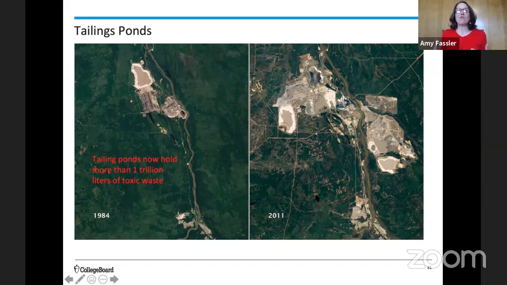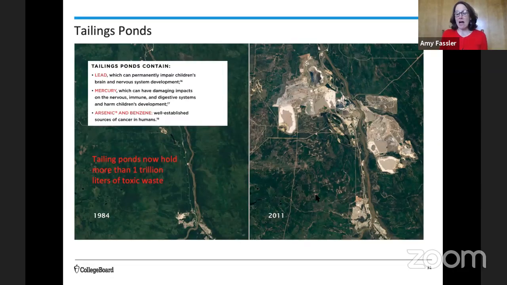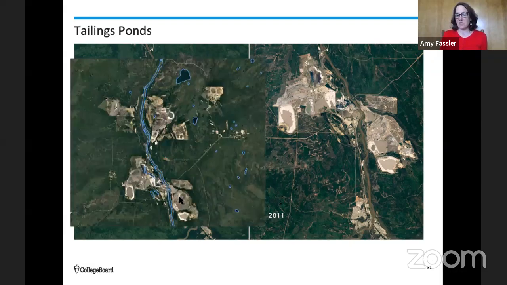Again, I don't think we can even wrap our brains around how vast the destruction is of the forest and the massive nature of these tailings ponds. They are now holding 1 trillion liters of toxic waste. And that waste contains a lot of different heavy metals that can biomagnify in the food chain. So many of the indigenous people that rely on fish, for example, or caribou in their diet are getting very high concentrations of these heavy metals from contamination of their water supply by these tailings ponds.